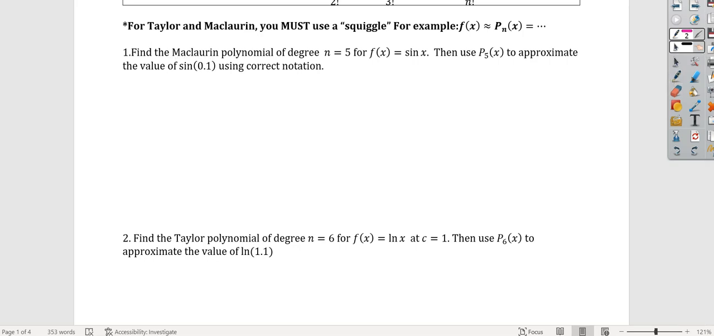See if this will actually let me write on here. Okay, so that means it's centered at 0.